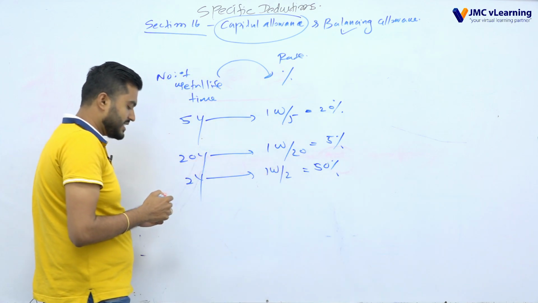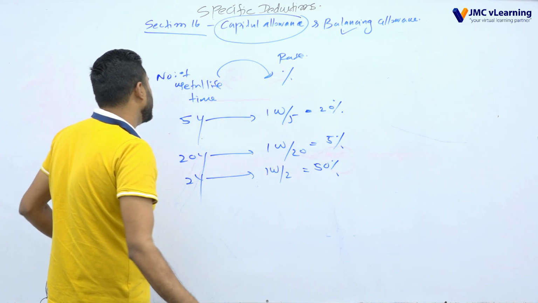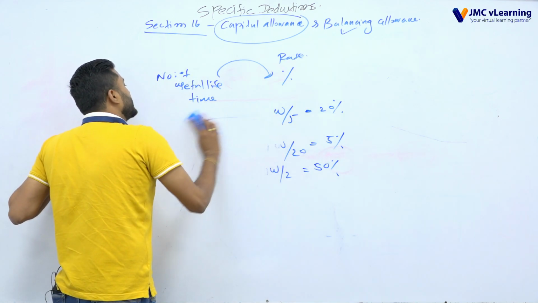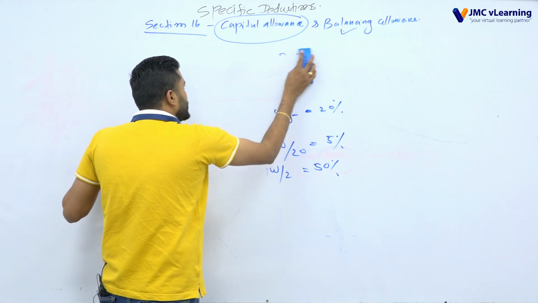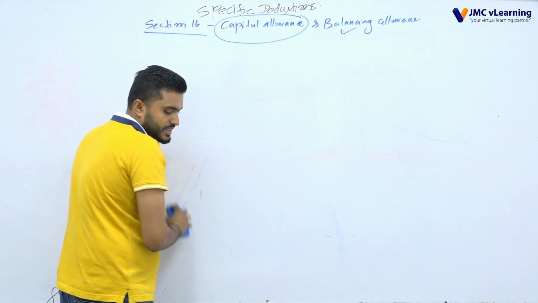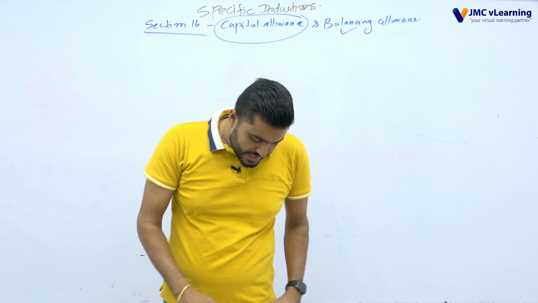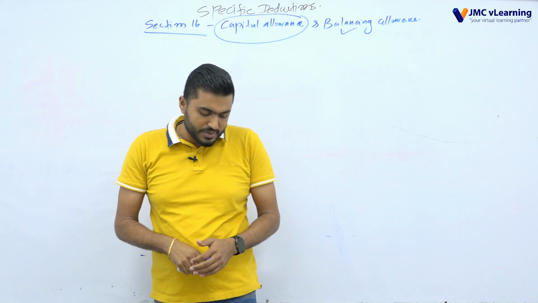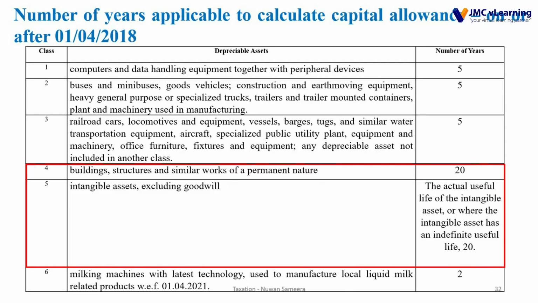Likewise, that is the basic understanding of how you can convert the useful lifetime into the particular rate. So class 1, number of years is 5; class 2 also 5; class 3 also 5. That means 20%. But in class 4 there is a building structure and it works similarly. The number of years is 20, that means the rate is 5%.